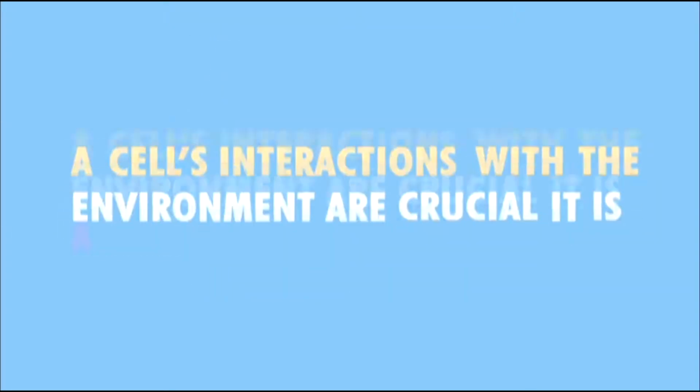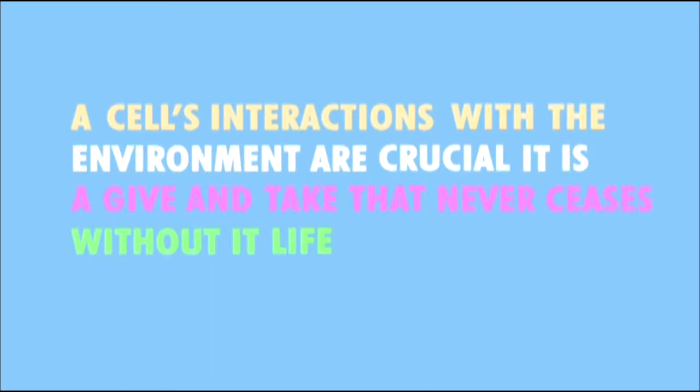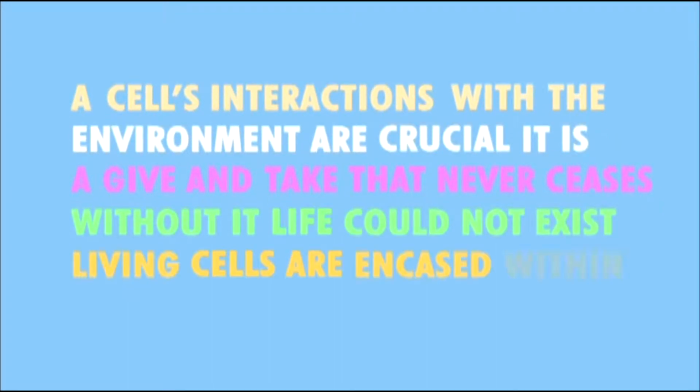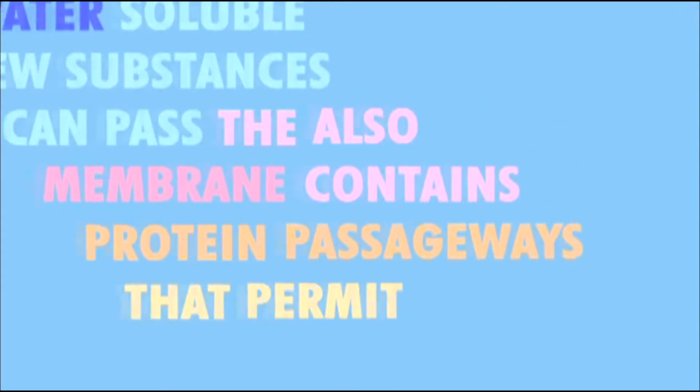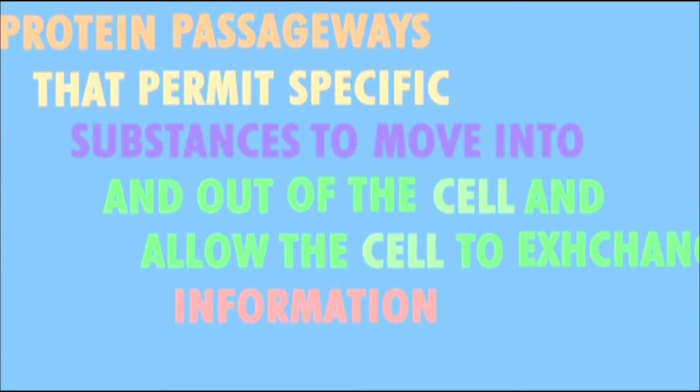Let's get started. A cell's interaction with the environment is crucial. It is a give and take that never ceases. Without it, life could not exist. Living cells are encased within a lipid membrane through which a few water-soluble substances can pass. The membrane also contains protein passages that permit specific substances to move into and out of the cell, and allows the cell to exchange information with its environment.